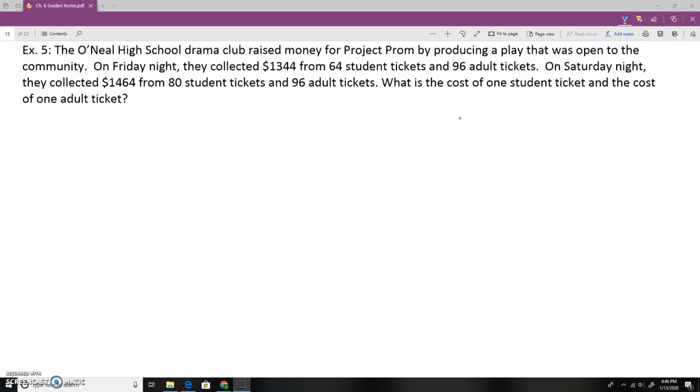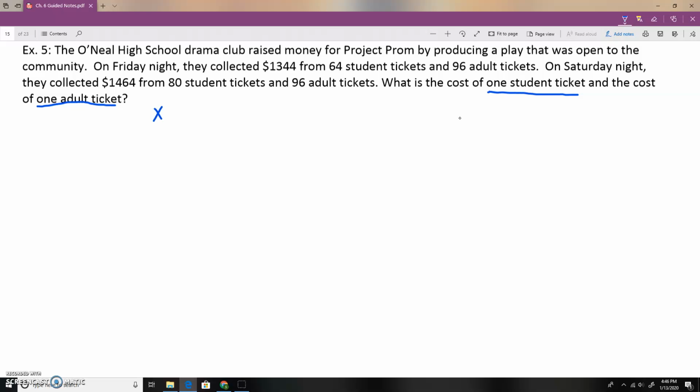In our first example, the O'Neill High School Drama Club is raising money for Project Prom by producing a play that was open to the community. On Friday night, they collected $1,344 from 64 student tickets and 96 adult tickets. On Saturday night, they collected $1,464 from 80 student tickets and 96 adult tickets. So we're trying to figure out the cost of one student ticket and the cost of one adult ticket. The first thing we've got to do is set up our variables.